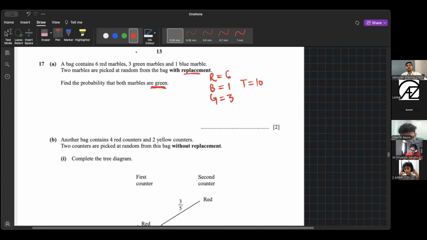That means it's clearly mentioned with replacement. That means when they are picking one marble from the bag, they are replacing it. So the number of green marbles is 3, so 3 out of 10 multiplied by 3 out of 10. It says they are going to pick 2 marbles at random, but they are replacing it. So hence 3 by 10 times 3 by 10 is going to be 9 over 100. So that's the answer. Clear?